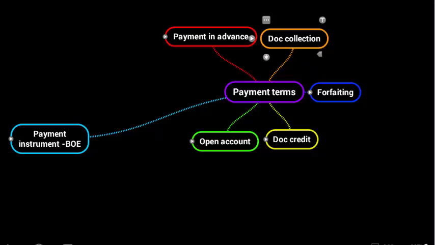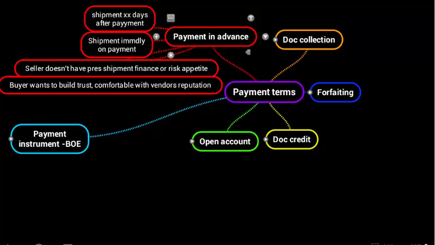The payment method, payment in advance, is the payment coming in well in advance. Documentary collection is documents going through the bank. Forfeiting is receivable financing. Documentary credit is the bank giving a promise to make payment for a shipment. And open account is where there is no promise or guarantee by anybody. In payment in advance, it could be shipment X number of days after payment. Could be immediately after payment or 180 days after payment. It could be so many ways. Depends upon whether it is made to order or made to ship goods. It could also be shipment immediately on payment.